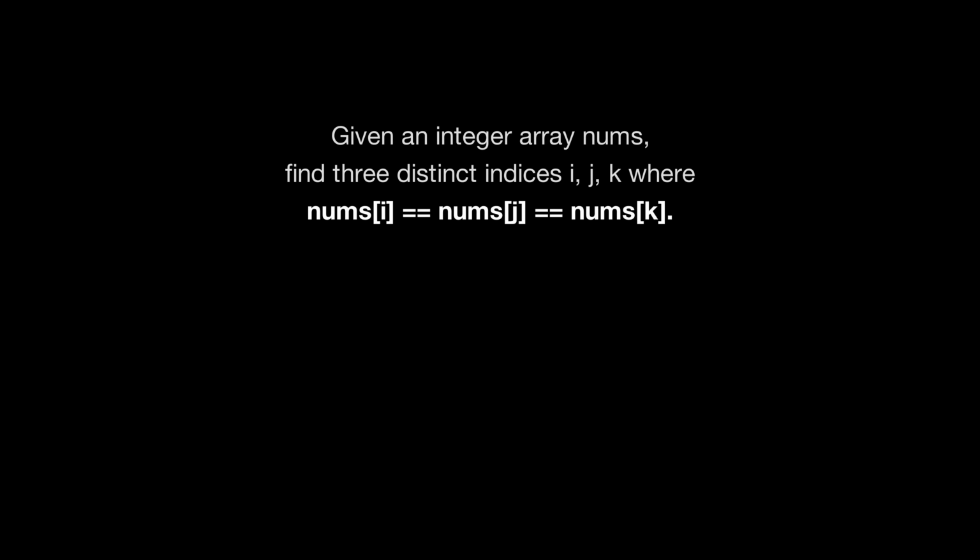Hey guys, so today we're going to be looking at the Leetcode problem minimum distance between three equal elements. In this problem, we're given an integer array called nums, and we need to find three distinct indices, i, j, and k, where all three elements are equal. So that means that nums[i] equals nums[j], which equals nums[k]. And this is called a good tuple.